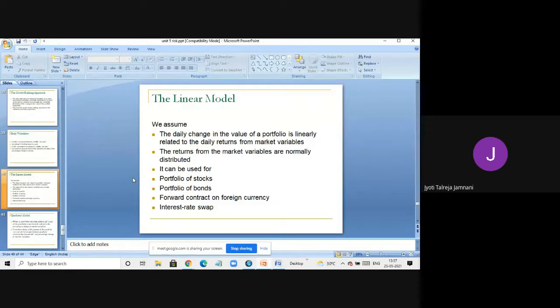Linearly means if the market variables move upward, the portfolio also moves upward. So they are linear in nature. It's not inverse. If this is going up, that will also go up. If the market variables come down, the portfolio also will come down. The return from the market variables is normally distributed. So we use the normal distribution.